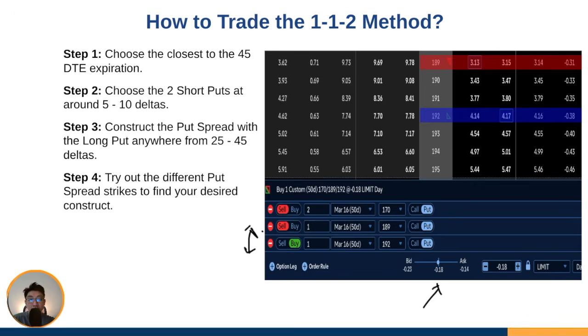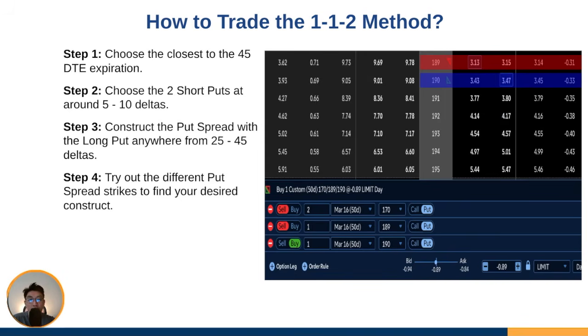But if the market goes down below 192 to 189, past 189 will be where your max profit is. Anywhere past 192, you will get more than the minimum profit. So for this, your max profit will be $300 plus the $18, which is $318.